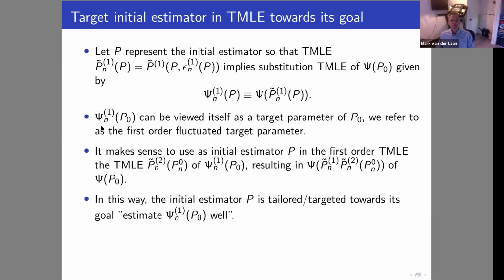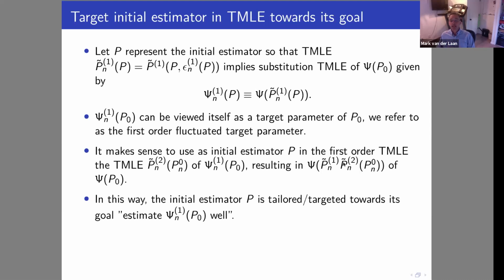And then I say, so psi n1p is actually itself a target parameter. We call it the first order fluctuated target parameter. And when you think about the role of the initial, what do you want? You are going to plug in this initial in this mapping psi n1. So you want the initial to be a good plugin estimator of psi n1. So therefore, I say it makes sense to use as initial estimator p in the first order TMLE the actual TMLE of this parameter. So in other words, this is a new parameter. Let's now construct a great plugin estimator for that. And we know TMLE has these properties.